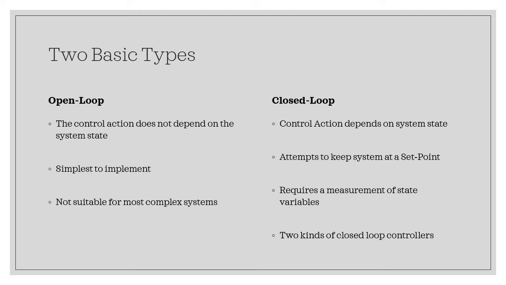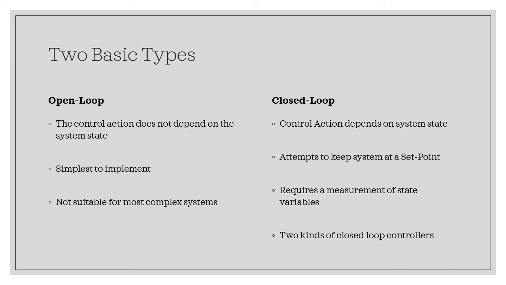There are broadly two kinds of control systems, and the first is the open loop controller. The open loop controller does not use measurements of state variables to regulate the system, and this would be the sprinkler timer. You set it for 5 minutes. After 5 minutes, the sprinklers turn off, regardless of if the grass needs more water or doesn't need more water. These are very simple to implement, but these are not suitable for complex systems.